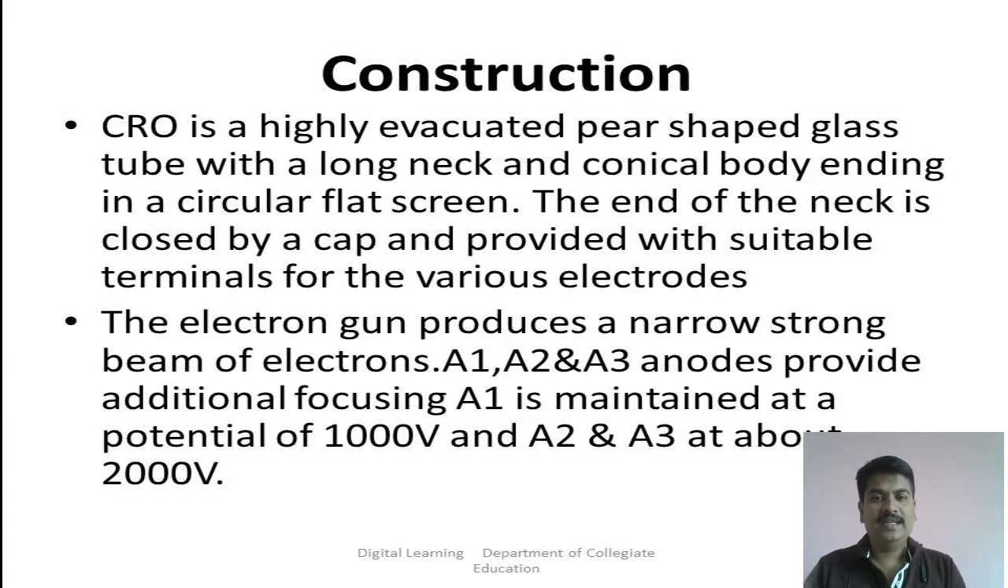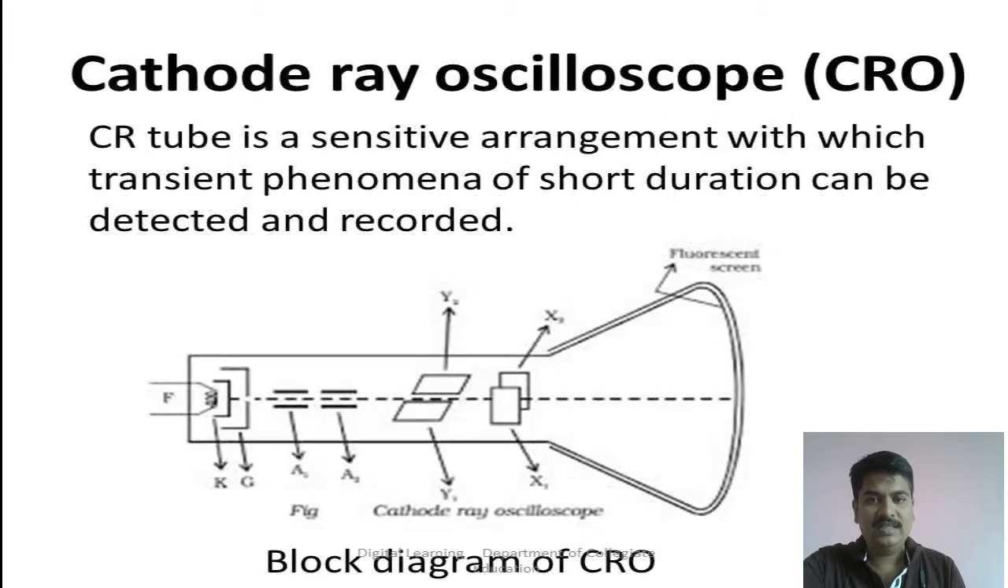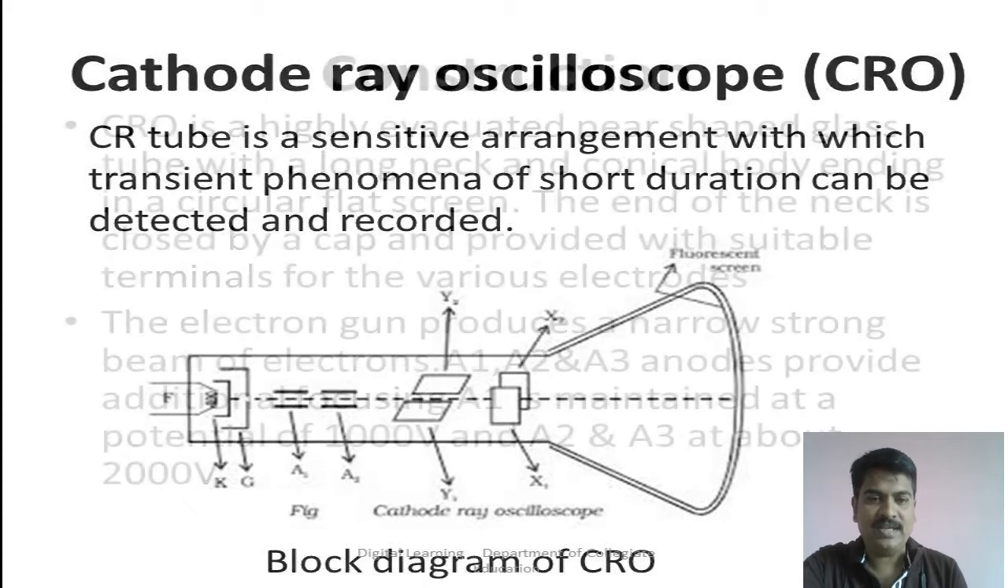Here the CRO consists of four parts. The first part is the electron gun, where the electron beam is ejected. The second part is the focusing anodes, where the electron beam gets focused. The third part is the deflecting fields, where the electron beam is deflected, and finally the fluorescent screen where the beam is recorded. These are the four different parts of the CRO.